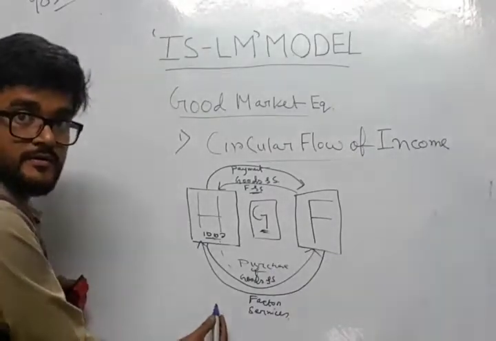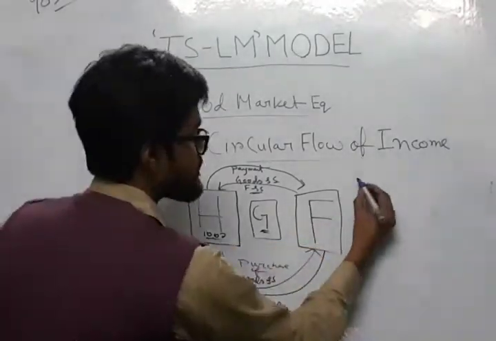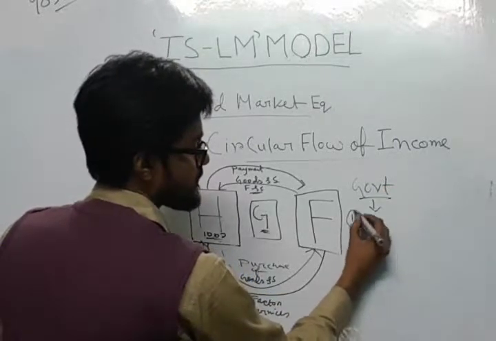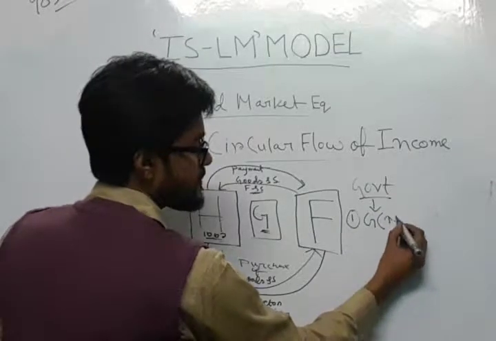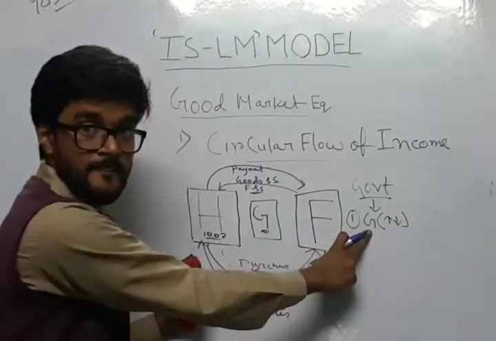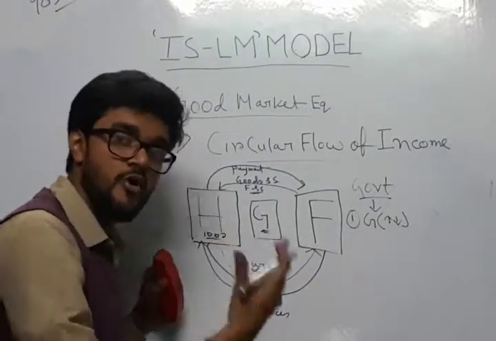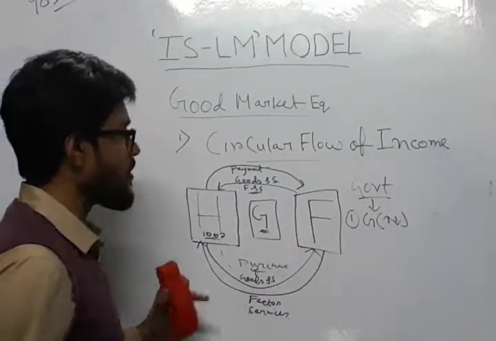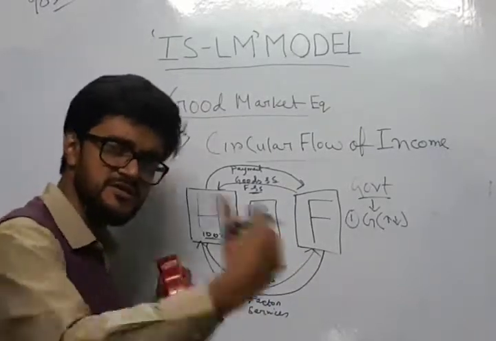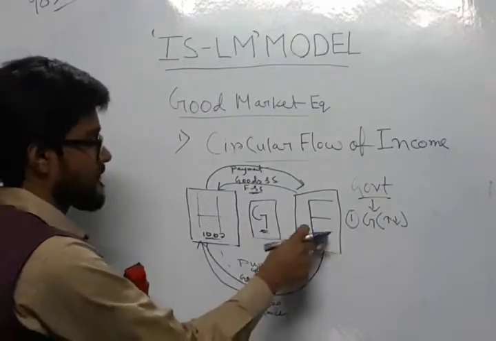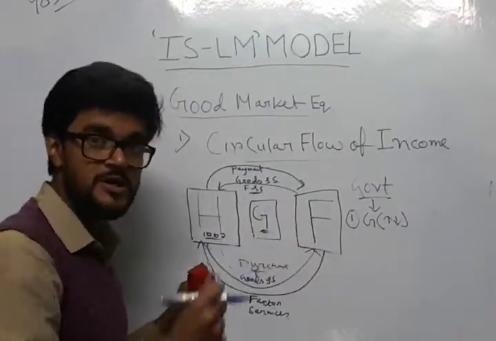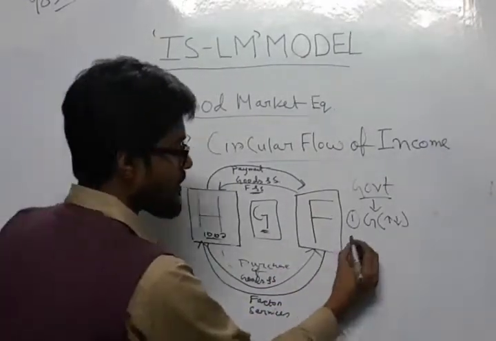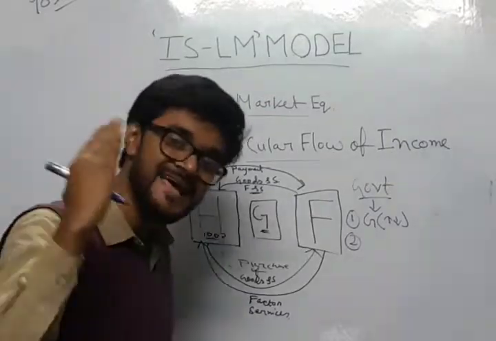I'll write it here. The government either increases or decreases G. G means what? Government purchases, that is, now the government buys more goods and services from the firm, or the government gives subsidies to the household so that the household can buy more products from the firm. So this component is called government expenditure.